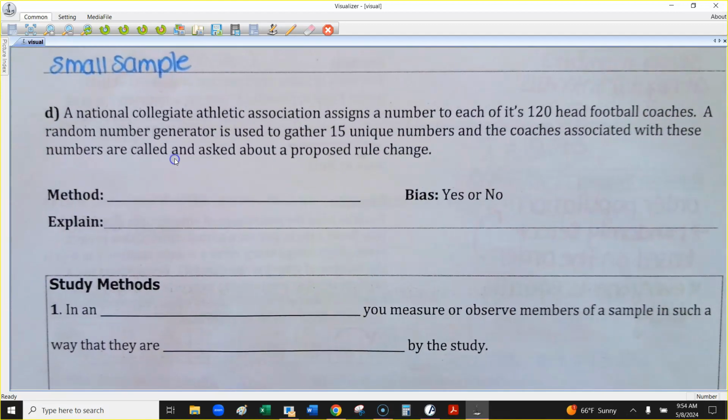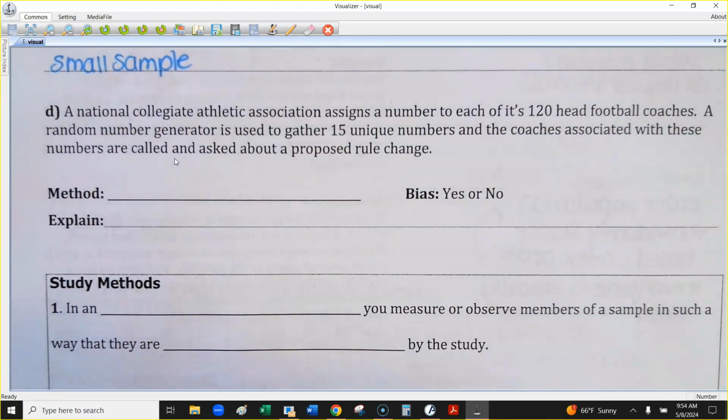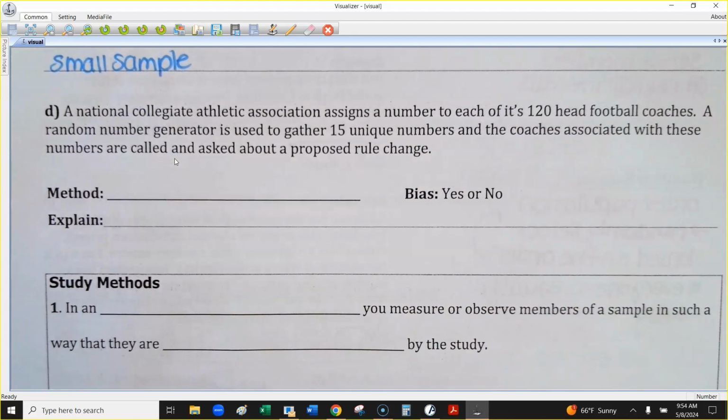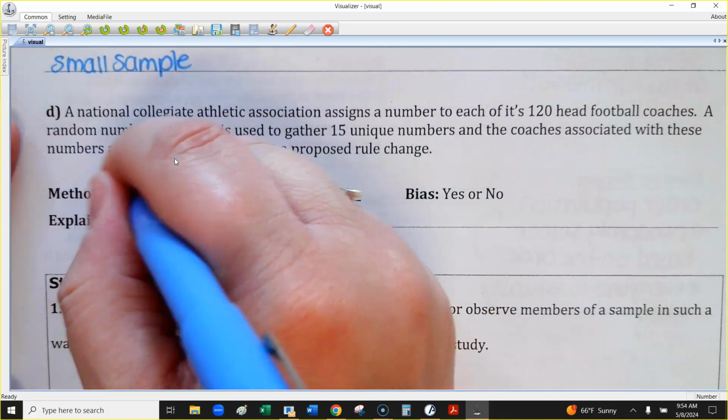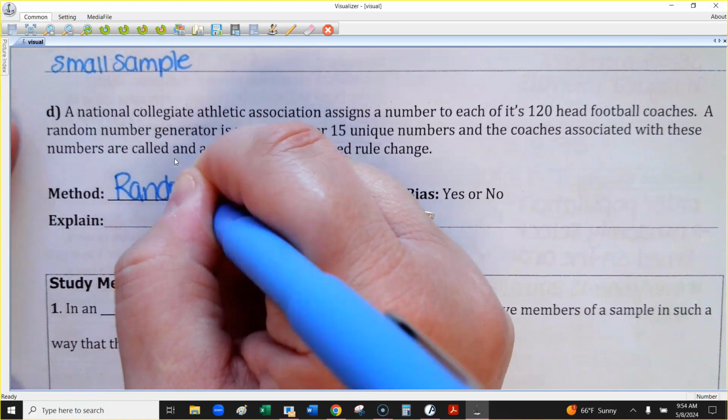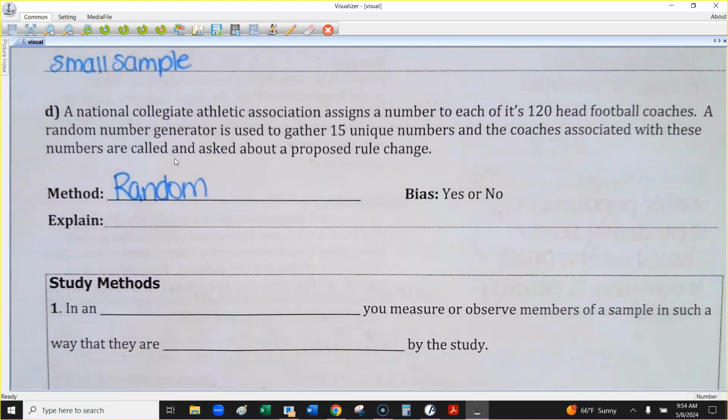All right. My last scenario says a National Collegiate Athletic Association assigns a number to each of its 120 football coaches. A random number generator is used to gather 15 unique numbers, and the coaches associated with these numbers are called and asked about a proposed rule change. What method are we using here to get our sample? This is random. All right, do you think this is biased? Why would it be biased, maybe?